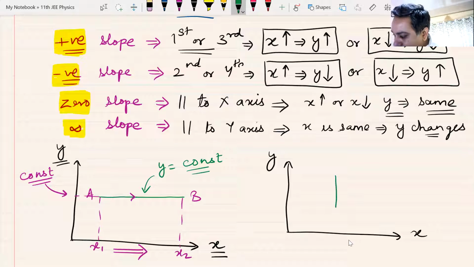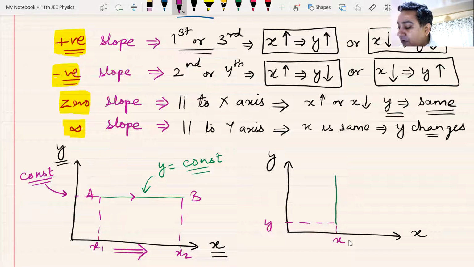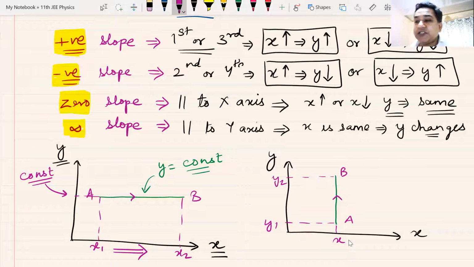Such graph, as you can see over here, the value of x remaining constant, but the value of y is just changing. We don't know why it is changing. You are going from A to B, the value of y changes, but nothing happens to x. That is a graph of infinite slope. Such graph cannot exist because they have undefined.